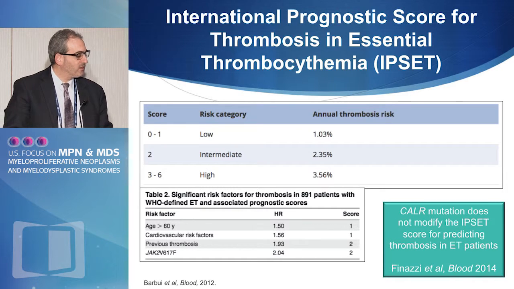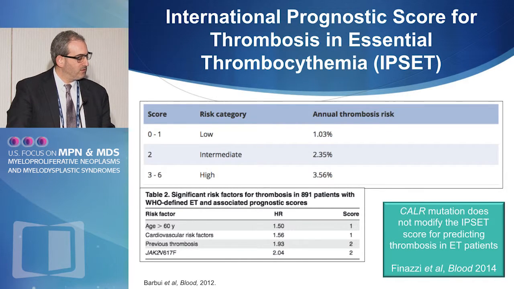And an analysis was done by Passamonte in the Italian group, and then showed that when looking at the CALR mutation in a multivariate analysis with these risk factors, it actually does not modify the IPSET score for predicting risk of thrombosis in ET.